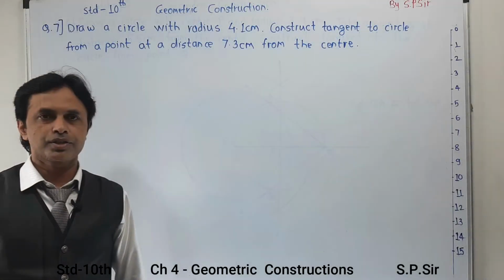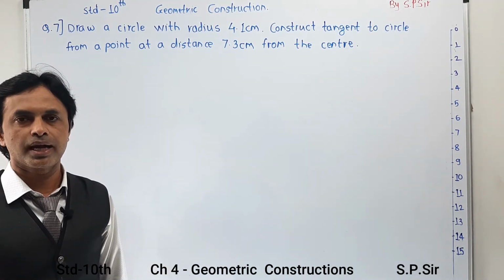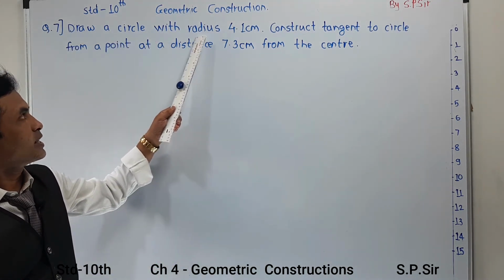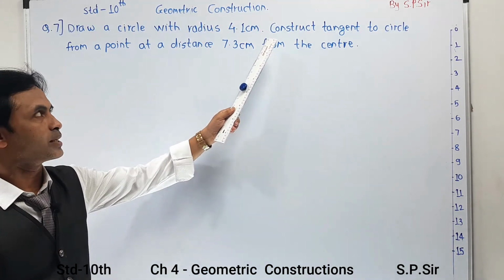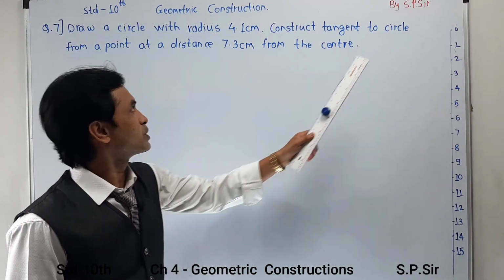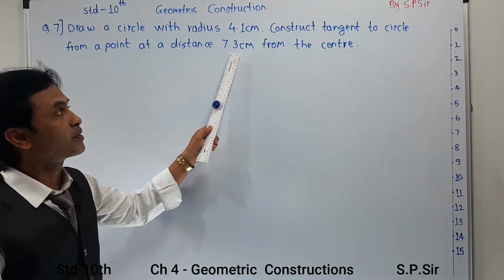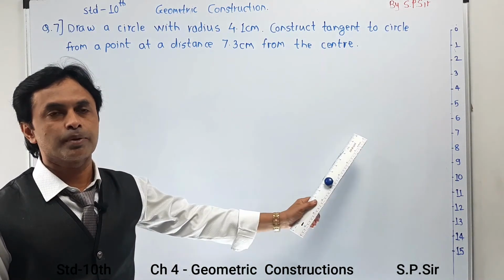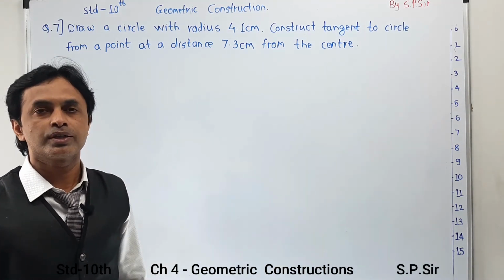Hello friends, continuing with the last lecture, we are moving over here to the 7th numerical. The numerical is: draw a circle with the radius 4.1 centimeter. Means we have to draw a circle of radius 4.1 centimeter. Construct tangent to a circle from a point at a distance 7.3 centimeter from the center. Means from the center we have to take a point which is at a distance 7.3 centimeter, and from that point we have to draw the tangent.